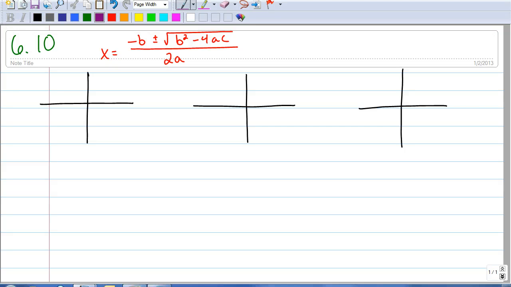Okay, in lesson 610, we're going to look at how to analyze solutions to quadratic equations, and we're going to be doing that by using something called the discriminant. But we'll get to that here in a minute. But first of all, let's review a couple of things. One is I have written up here our quadratic formula, which we'll talk about again in a minute and how we're going to use that today.